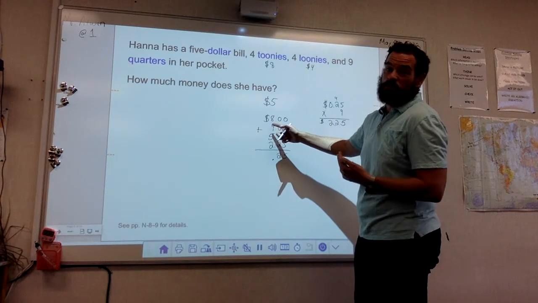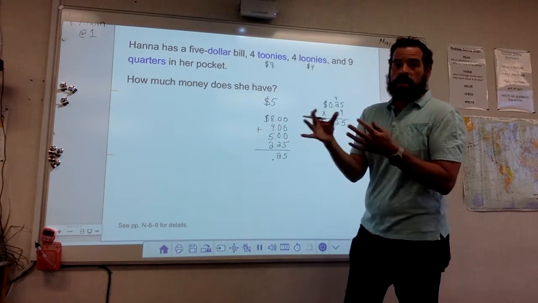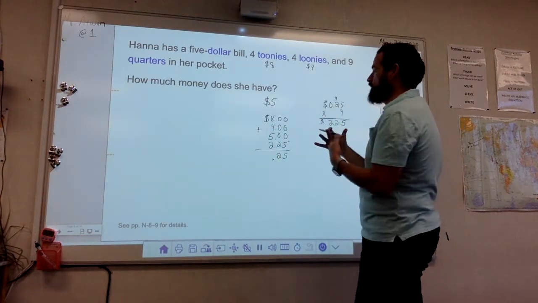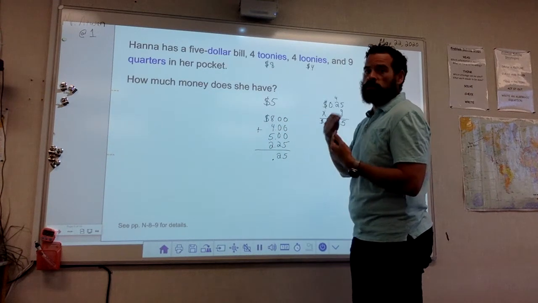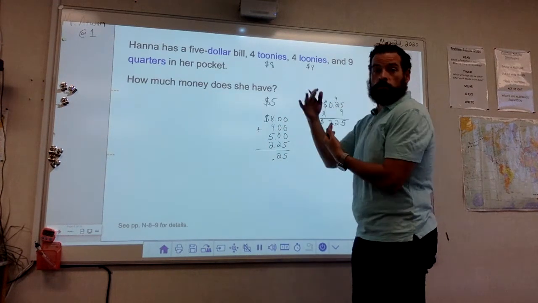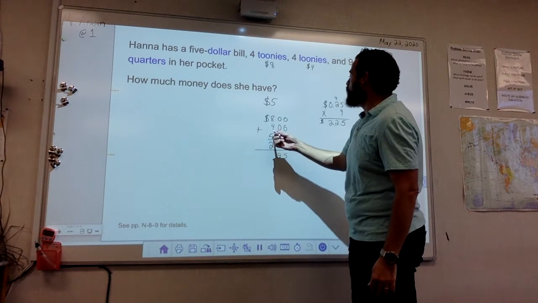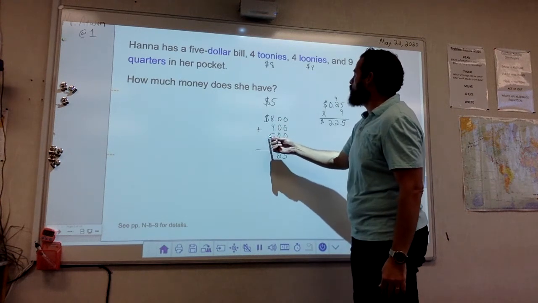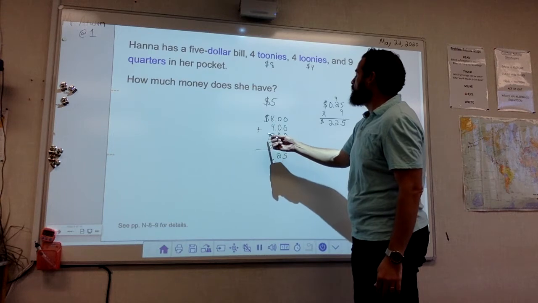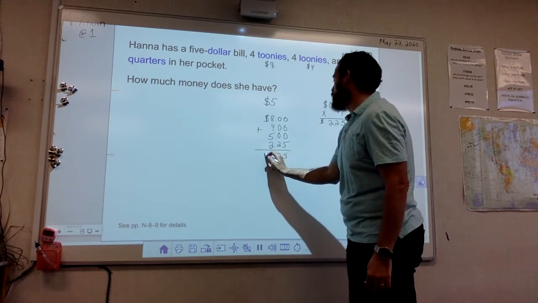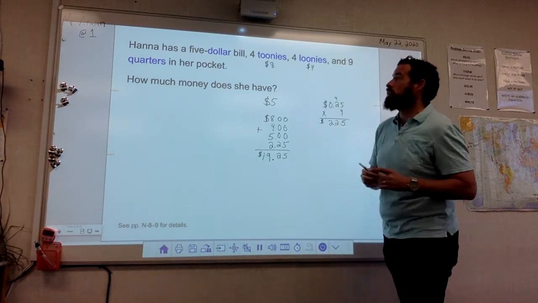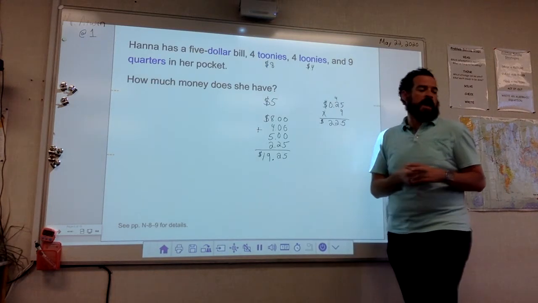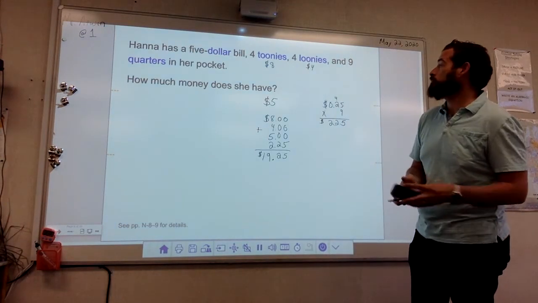This is where we just have to be careful and why it might be helpful if you break it up into 2 separate problems, because we're adding multi-numbers and you just don't want to lose your places where you're counting. But 8 plus 4 is 12. 12 plus 5 is 17. 17 plus 2 is 19. So $19.25 is the total amount that Hannah has in her pocket.